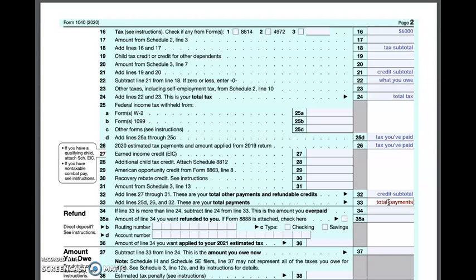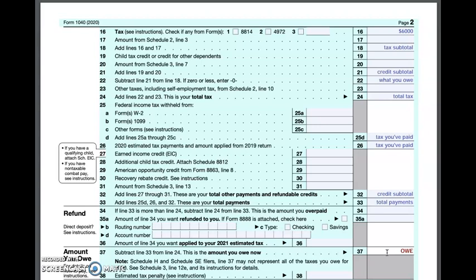And here's what it's asking you to do. You're going to look at line 33, which is how much you've already paid, and line 24, which is how much tax you owe in the first place. If the total tax you owe is large and the total payments you've made is smaller, that means that you haven't yet paid the full amount of taxes you owe and you owe extra money down here, and you're going to have to write a check to the federal government to pay the rest of the taxes that you owe for this tax year.